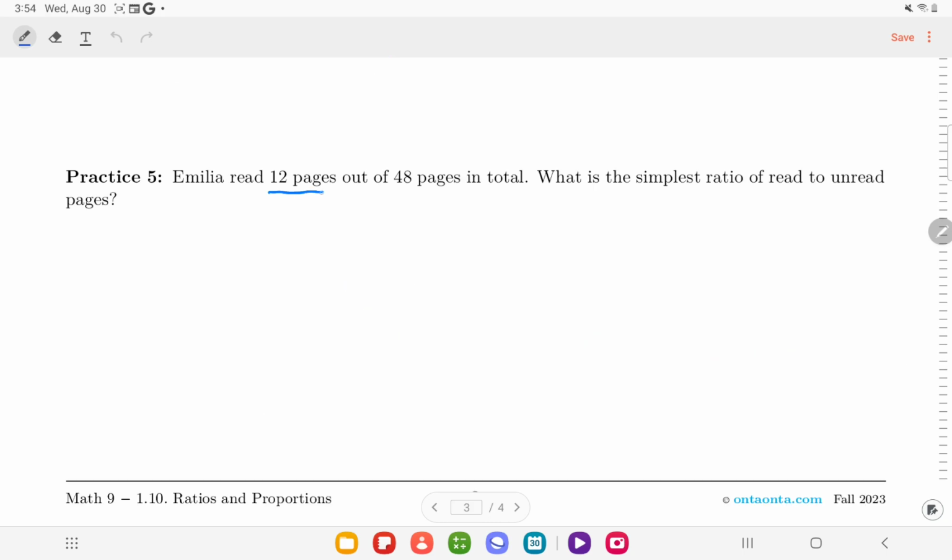Emilia read 12 pages out of 48 pages in total. What is the simplest ratio of read to unread pages? Let's represent read pages with R and unread pages with U. R to U. We know that Emilia read 12 pages. If in total there are 48 pages, we can find that there are 36 unread pages.